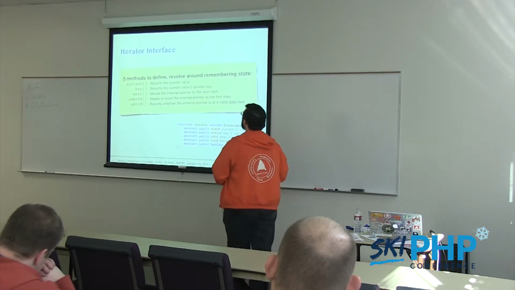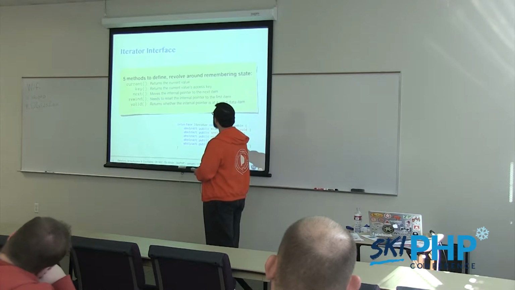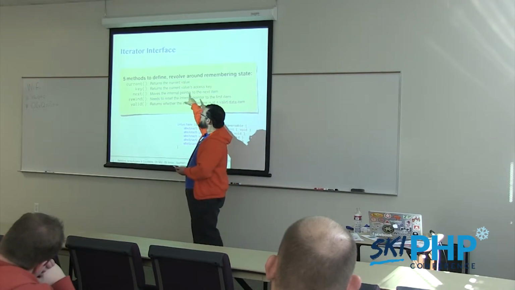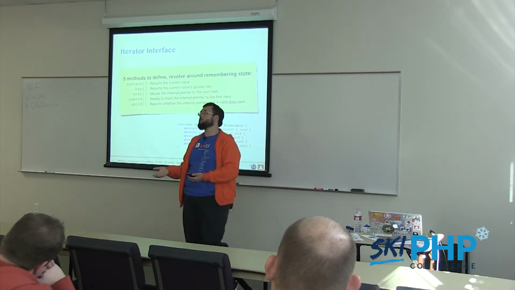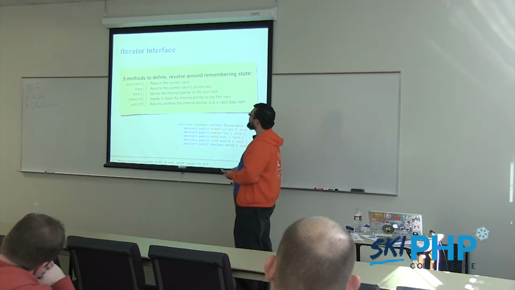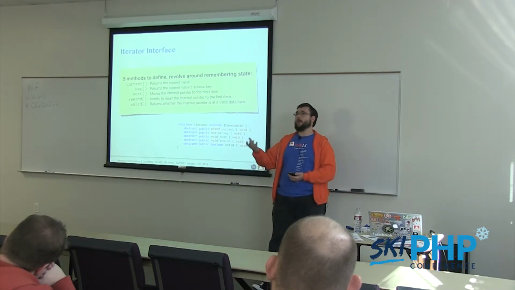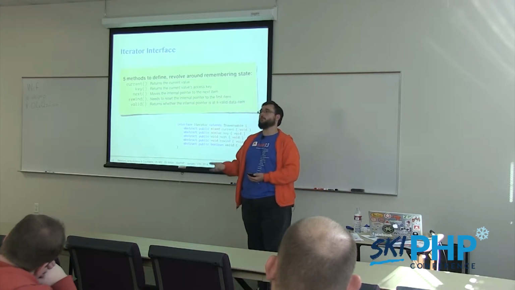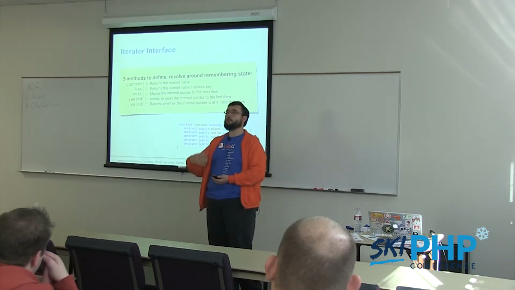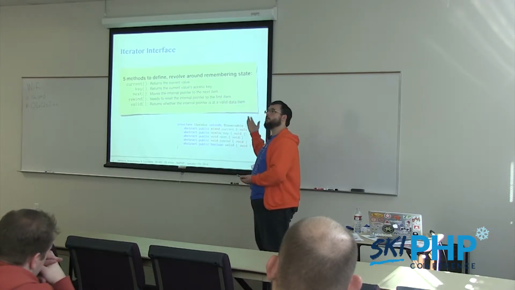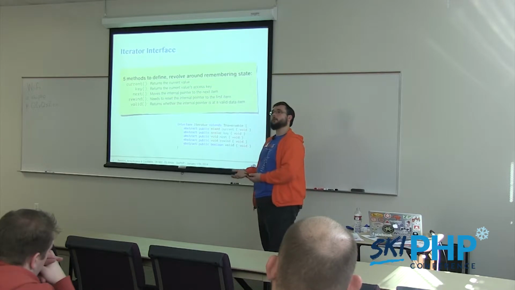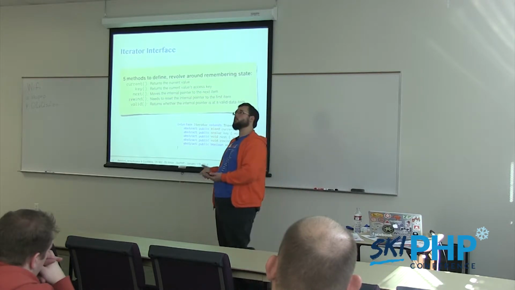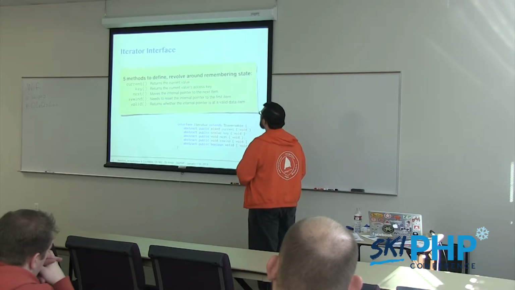So the 5 that you need to create are current, which is simply return the current value, key, which needs to return the current value's access key. So again, if you think of this in terms of using an array, it's returning the index of the array. It could be anything. It could be a row number from a database table. It needs to be something you can use to always access that.